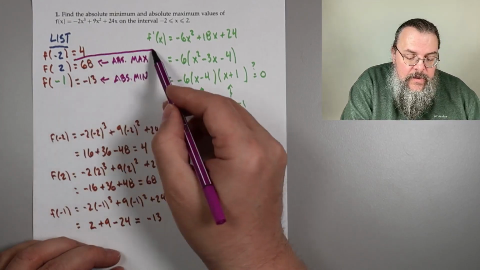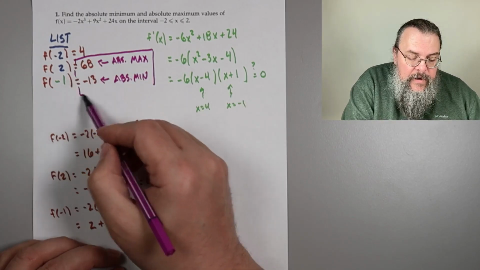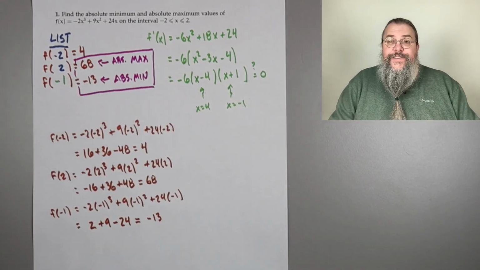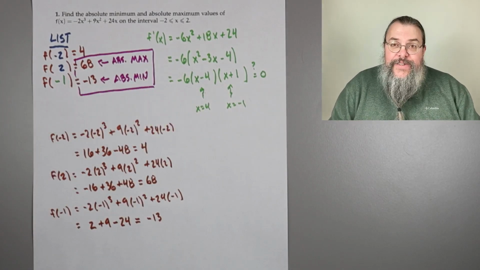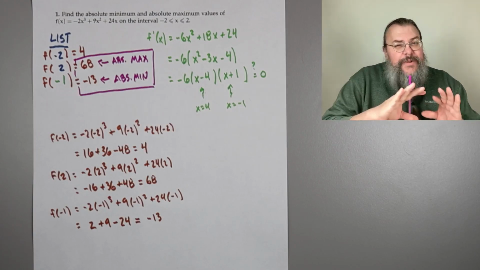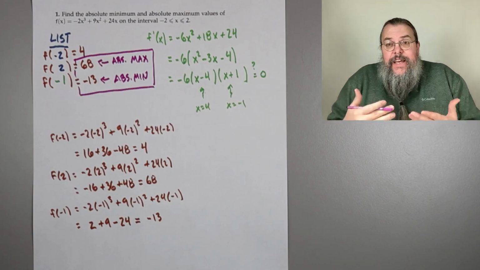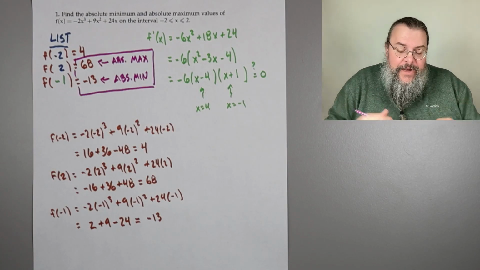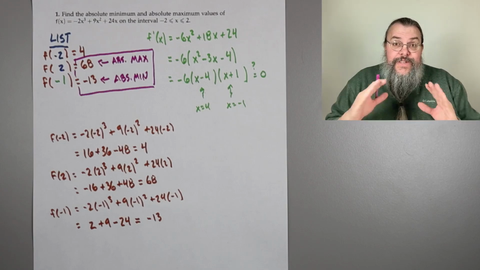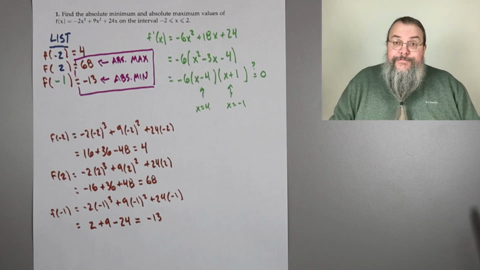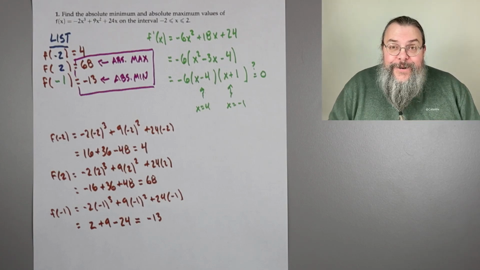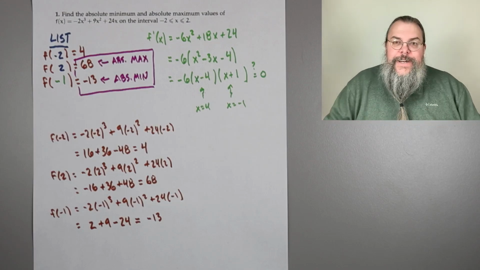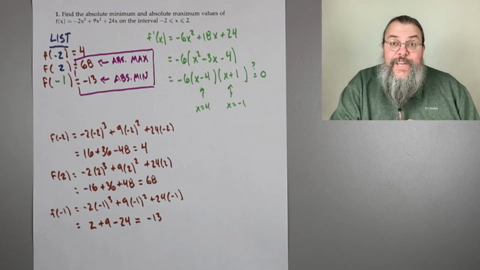And so there we are. Our absolute max is 68. Our absolute min is -13. We should just double check to make sure it didn't ask where these values got achieved, and it doesn't ask that. We just need the values themselves. And so there we are. We're done. Woohoo! What a nice way to start. Let's keep going.